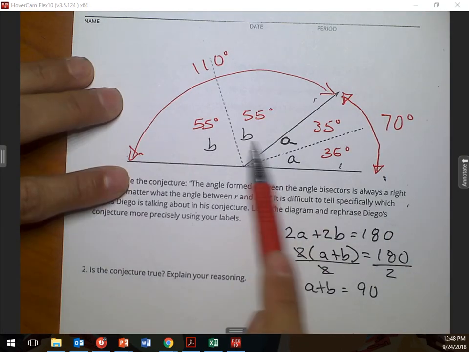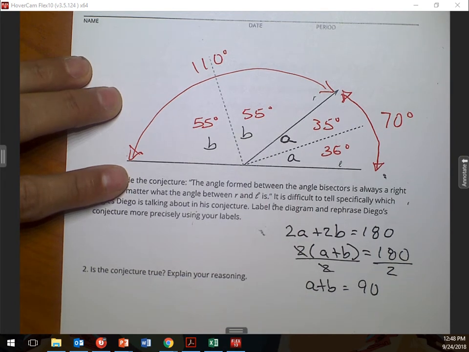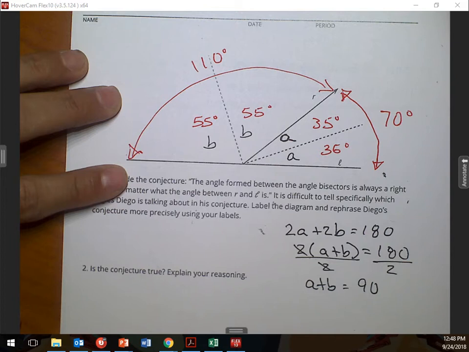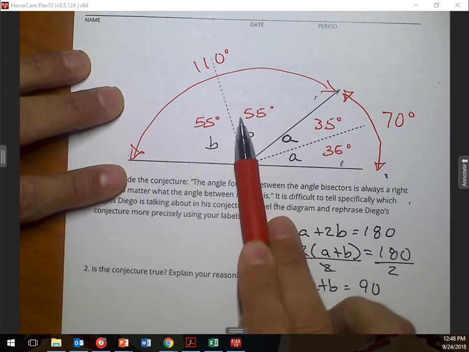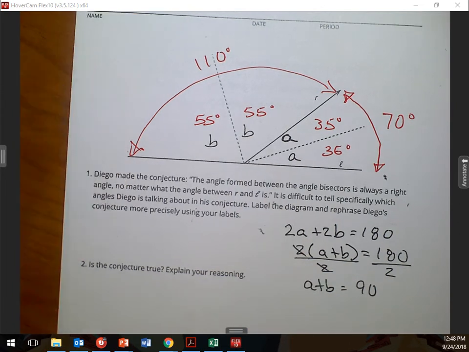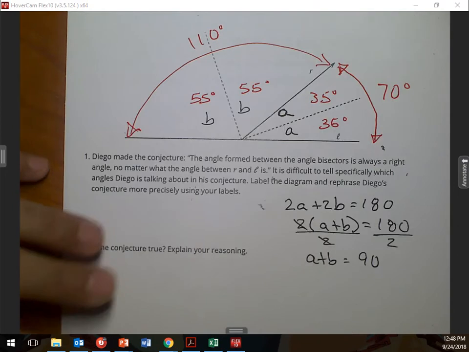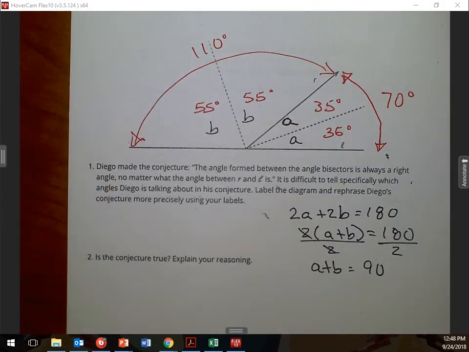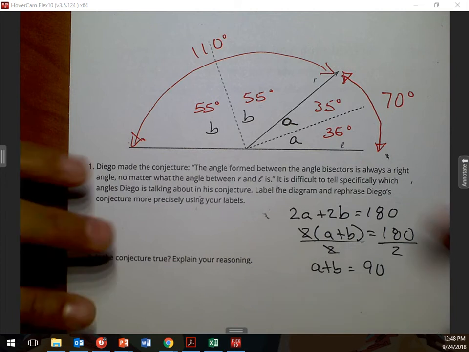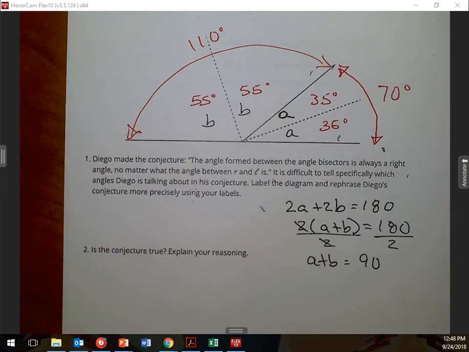Now, is it saying that A plus B equals 90? Add them. 35, 55. It is always going to add up to 90 degrees. It will always add up to 90, even if you use different numbers.